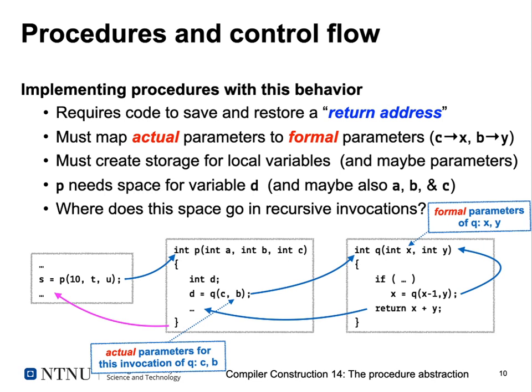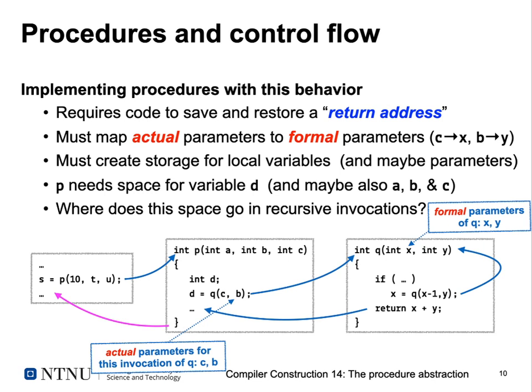In addition, we must map the actual parameters to formal parameters. So the actual parameters for our invocation at this call site of P would be 10, T, and U. So our compiler has to generate code that ensures that this value 10 is copied to our formal parameter, which is A. This value of variable T is copied to variable B, and this value of variable U is copied to variable C. And of course the same for invocation of Q.